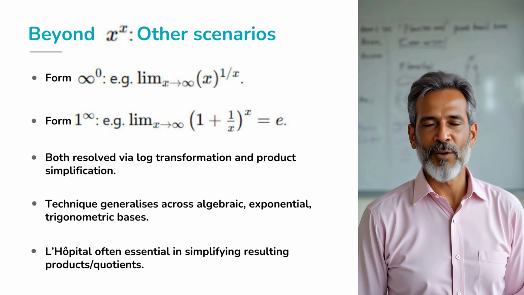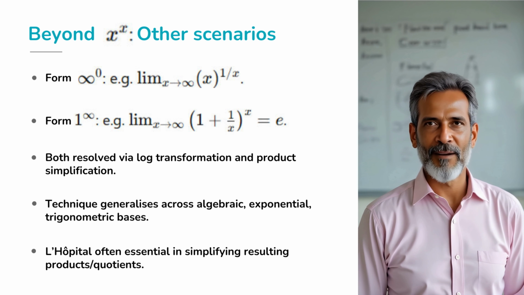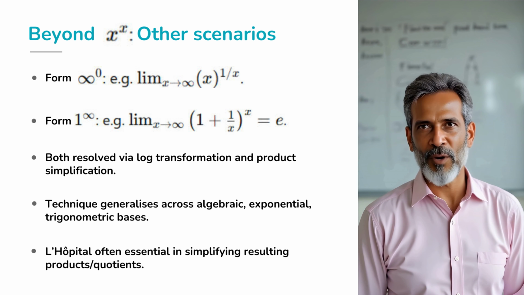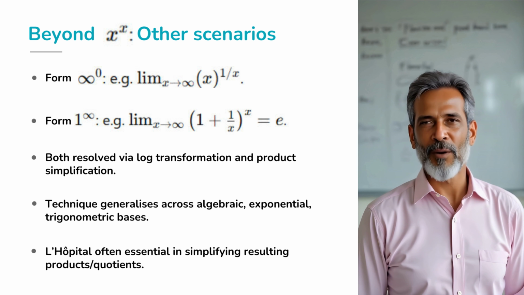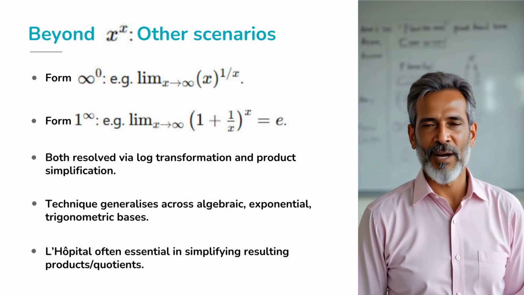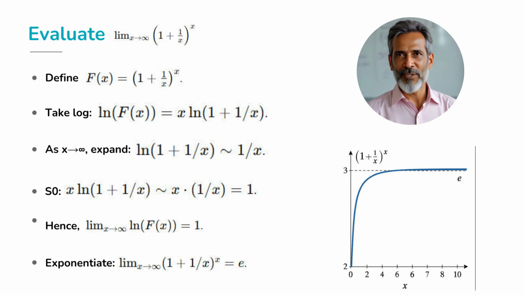Then there's the iconic 1 raised to infinity form. Consider the limit as x tends to infinity of (1 plus 1 over x) raised to x. This one leads to e, the famous Euler's number, about 2.718. So each case needs careful treatment. Sometimes the result is 1, sometimes it's e, sometimes it's something else entirely. That's why they're indeterminate. Let's do that famous 1 to the infinity case in detail.